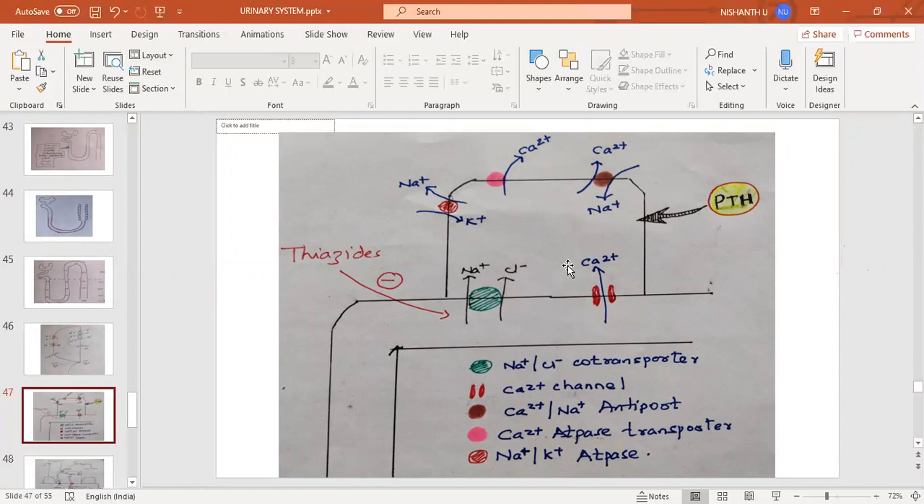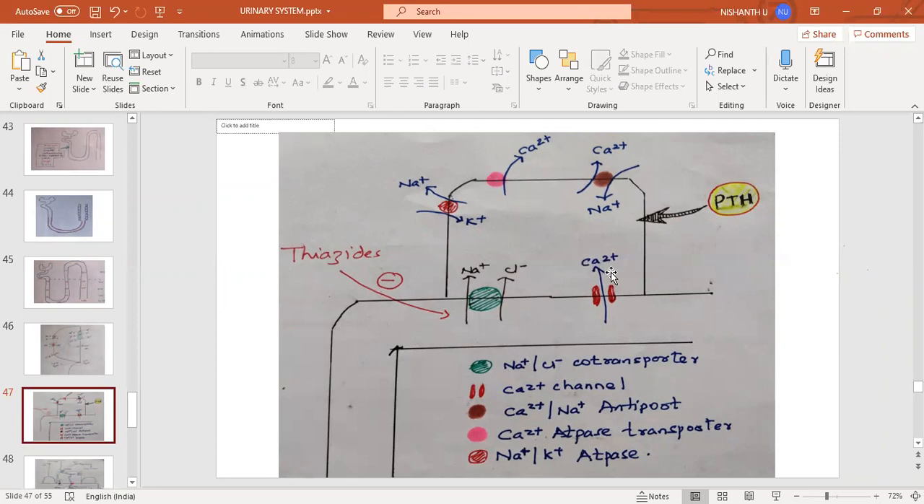It is very interesting here. So many transporters and channels are there. Apart from that, along with the sodium chloride co-transporter, one more channel is there, called the calcium channel. This calcium channel allows the movement of calcium continuously. So calcium in the tubular fluid enters the cell through this channel.